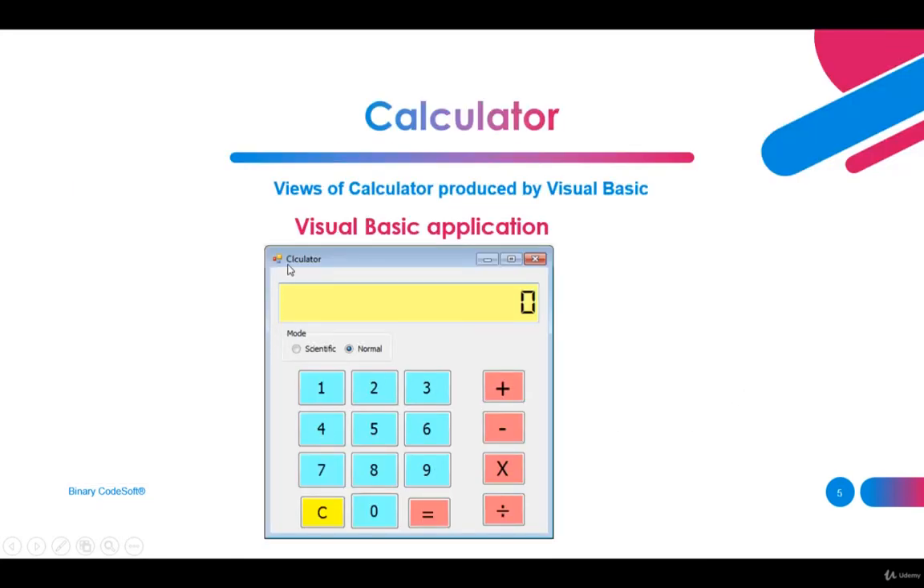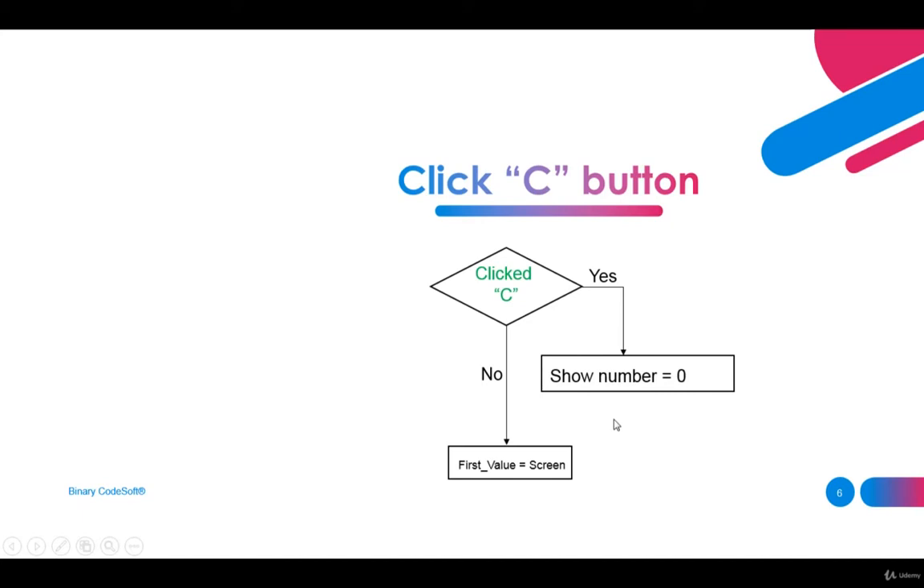This is the view of the calculator application. If we click the cancel button, we show the number 0. If no, we get the variable first value equal to the screen.